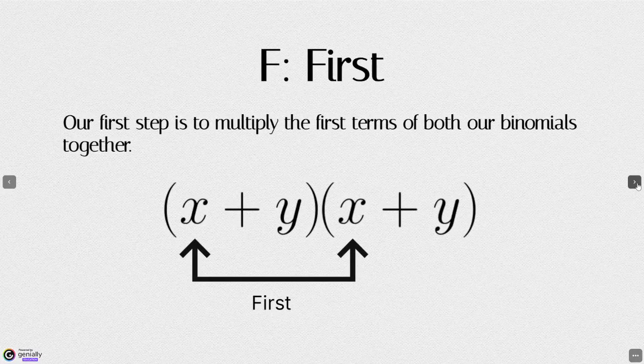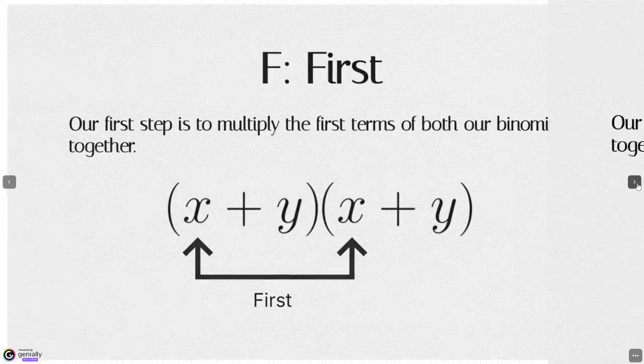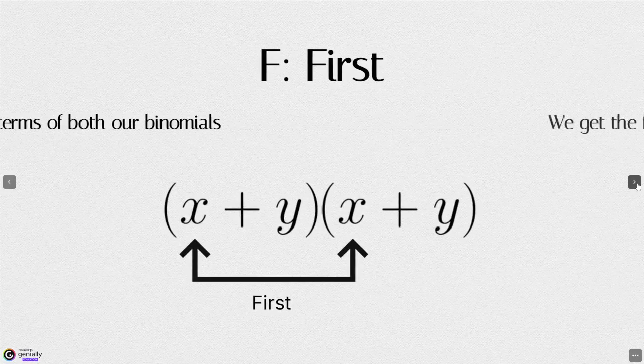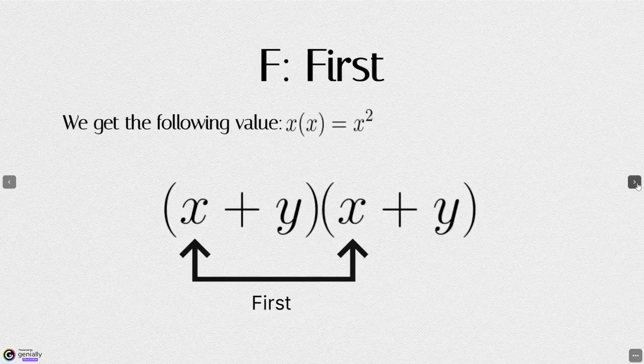So, our first is the first step. It is to multiply the first terms of both our binomials together. In this case, x plus y is given. Our first terms are x and x. So, when we multiply these together, we are given the following value of x squared.